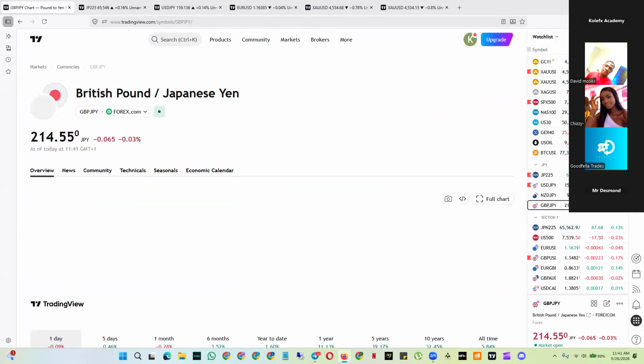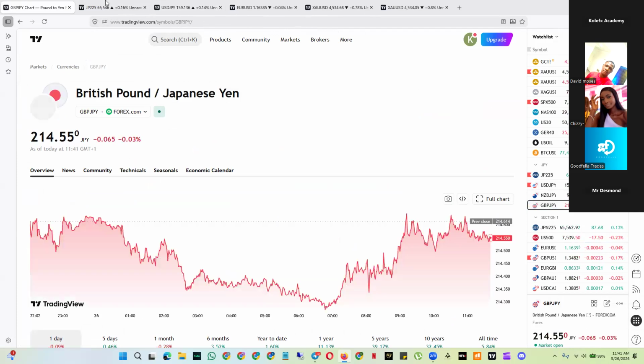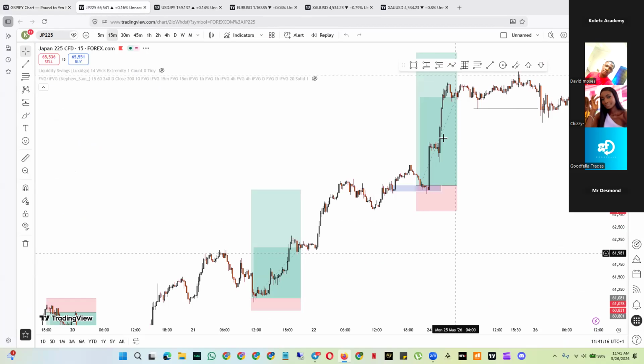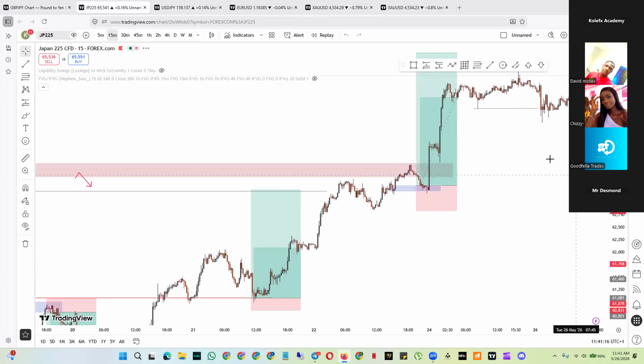I'm focusing on the main trend, the swing. This period, I'll just wait for a swing setup. For those trading JP225, I'm looking for a buy continuation from this order block. I will share this in the group. I'm looking for a buy continuation from here, and if you do not trade it, you can check it out.